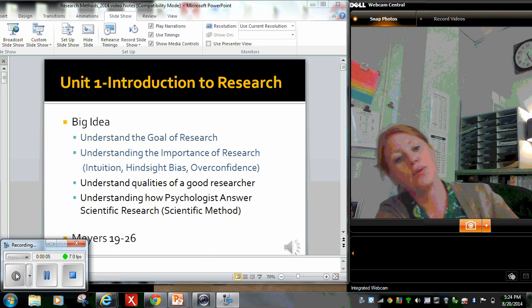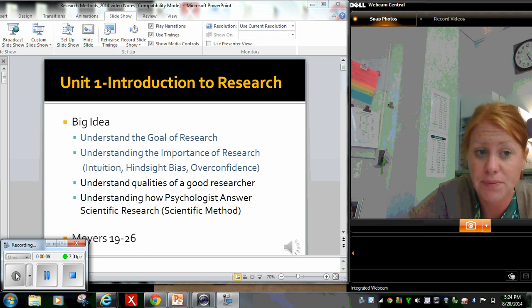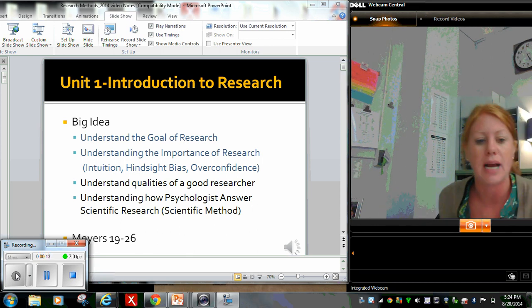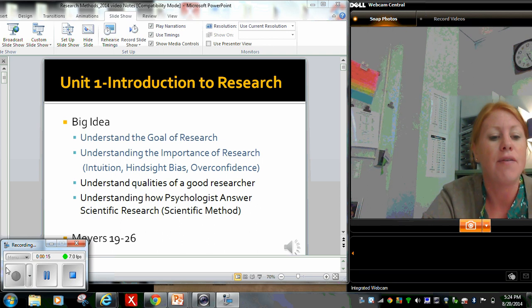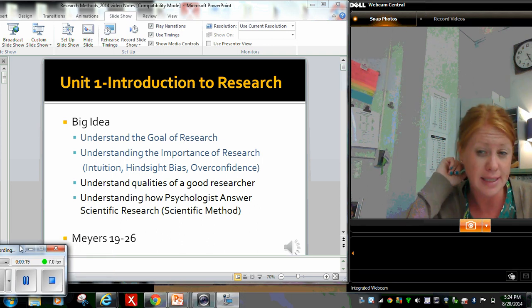Okay, welcome to Introduction to Research. This is Unit 1, I would say Part 2. This is Unit 2 in the Myers textbook. This is covering Myers textbook, pages 19 to 26.